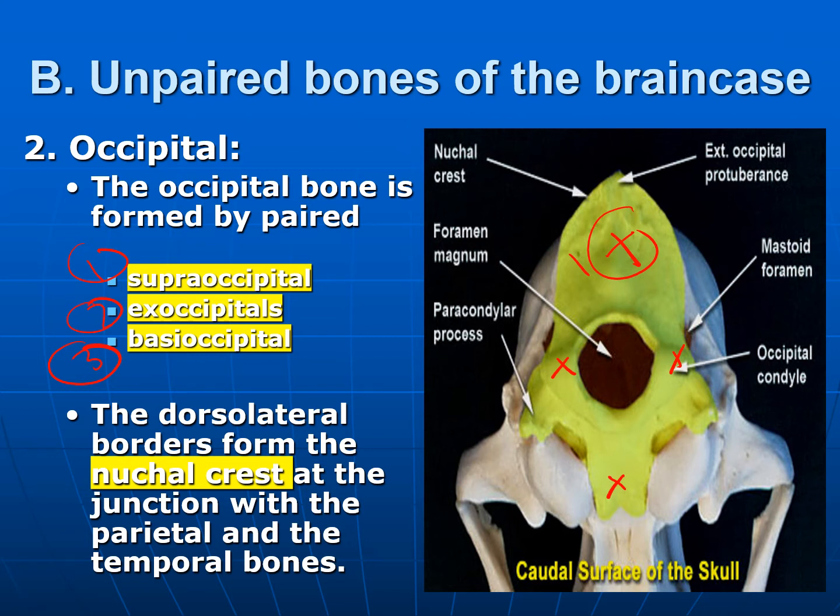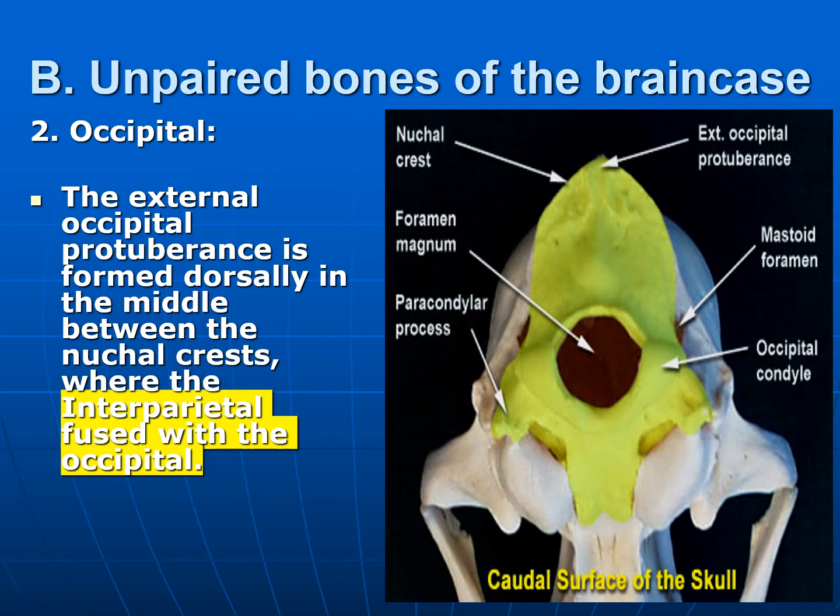The dorsolateral border forms the nuchal crest. As you can see, this is the dorsolateral area here. This area here is called the nuchal crest, and usually this is found at the junction with the parietal and the temporal bone. So this one extends also to the level of the temporal bone. All of this area here is called the nuchal crest.